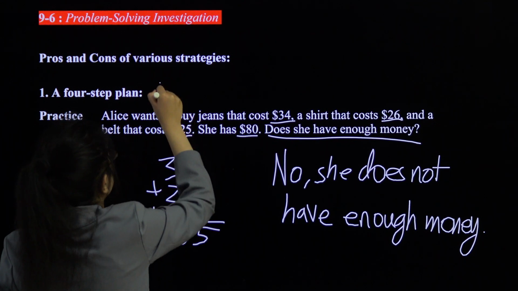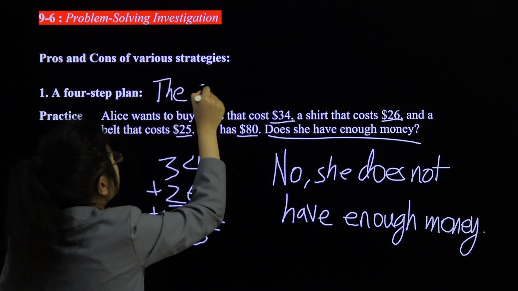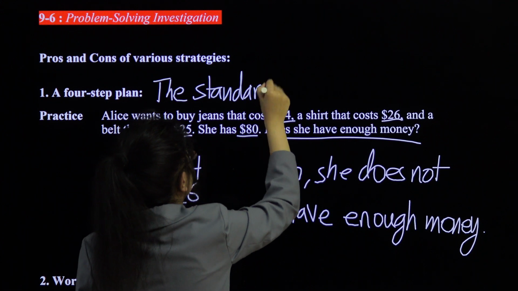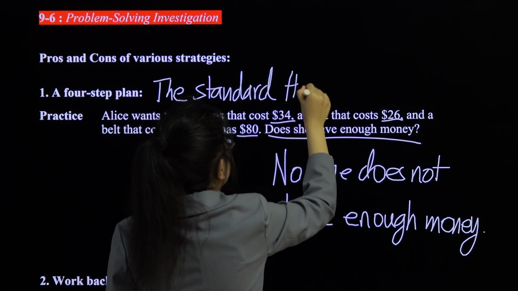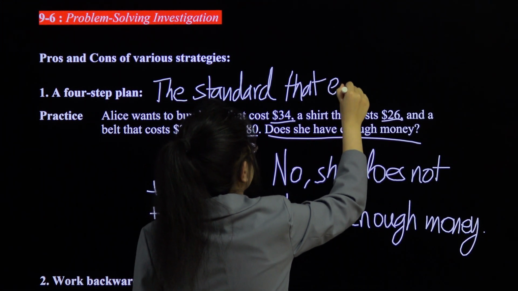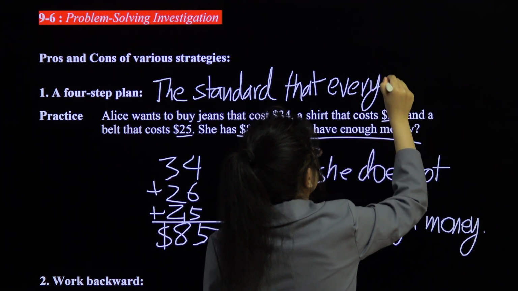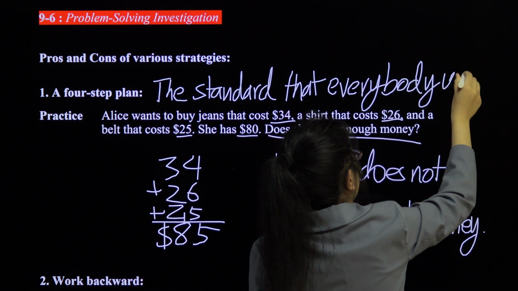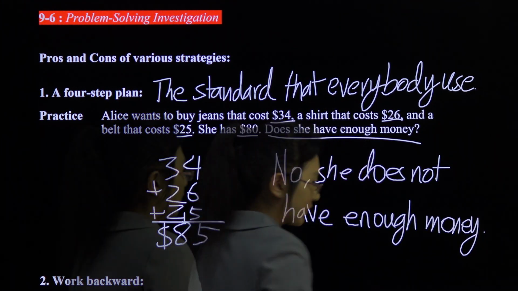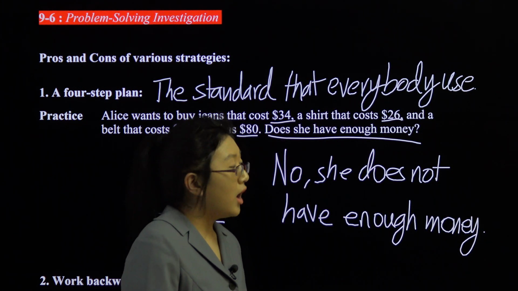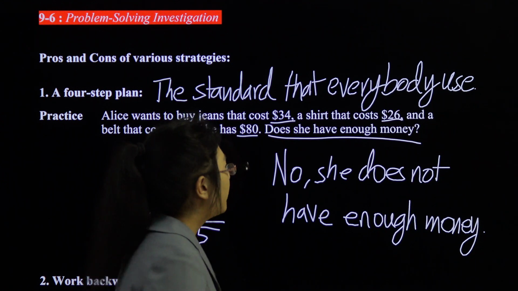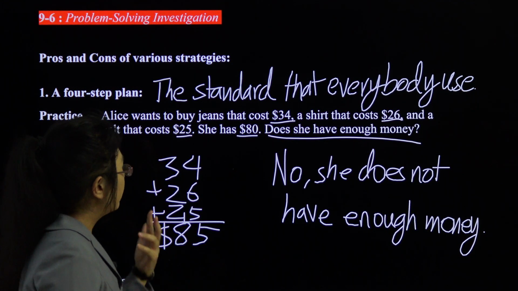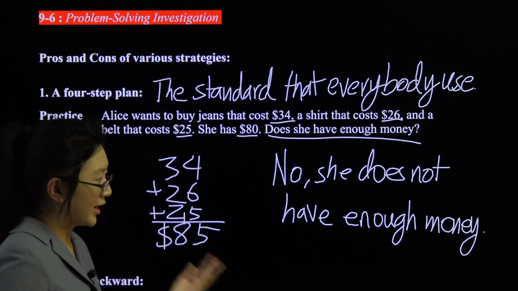This is the standard plan that everybody uses. Now you may think, oh, I don't use this. Yeah, you technically always do. You might not consciously think, oh, step 1, do this, step 2, do this, but if you're reading a question, you're automatically going like, what do I need? Am I missing anything? What do I need to find?